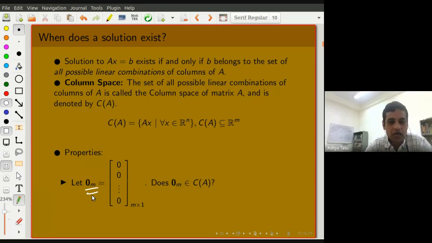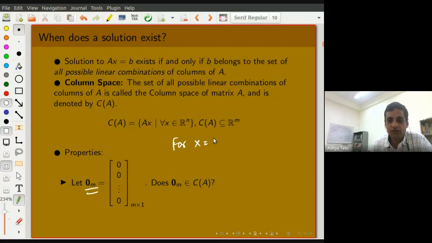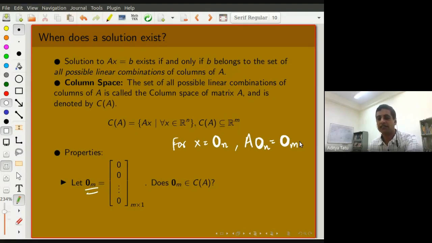Yes, sir. How? Because for x we will be having a zero. Right. So for x equal to 0n, no matter what your matrix is, it can be any matrix of size m cross n, A multiplied by 0n will always give you 0m. So obviously the answer is yes.